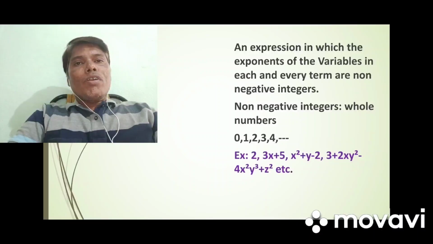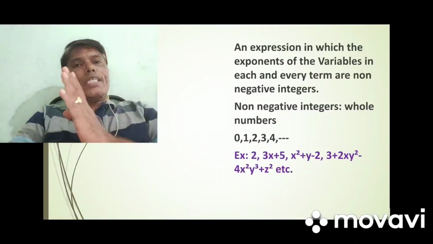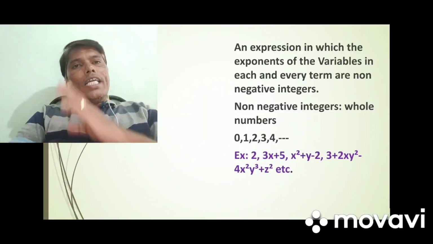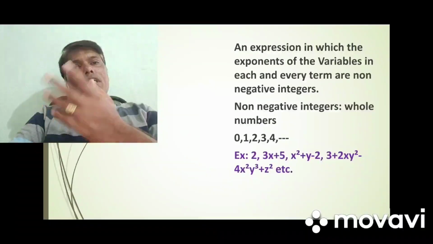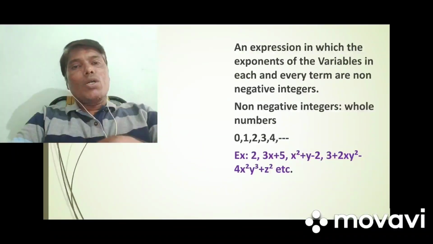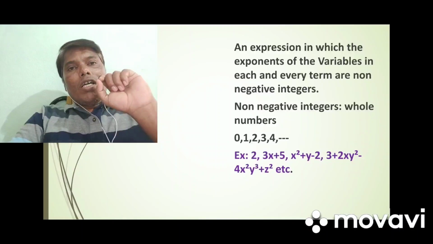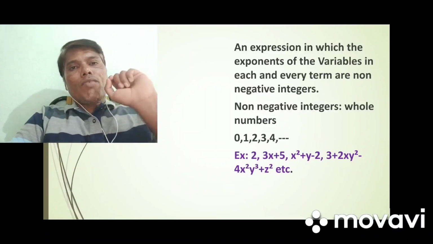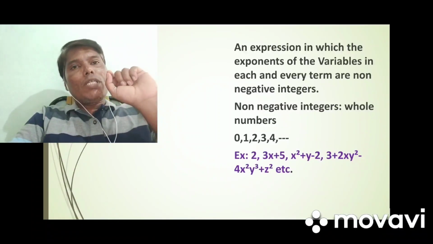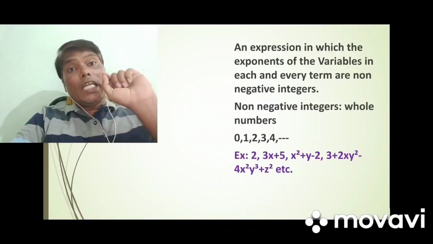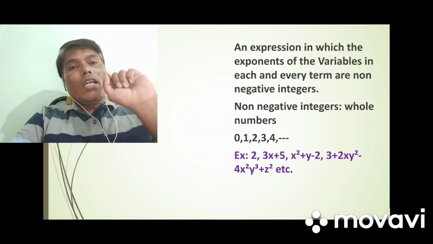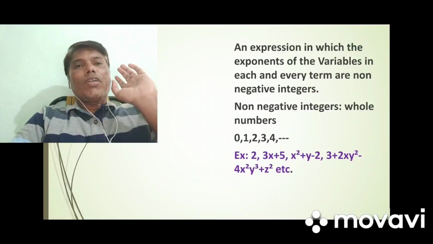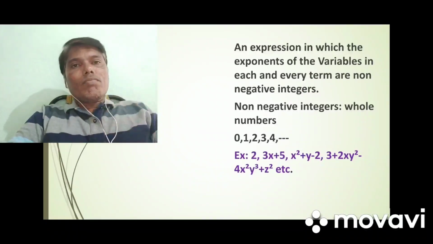So here there is a slight difference between an expression and a polynomial. In an expression, the exponents of the variables may be any integer, may be anything, they may be rational numbers also. But here a condition applies. The exponents of the variables present in each and every term of an expression should be only non-negative integers. Let us observe the examples.